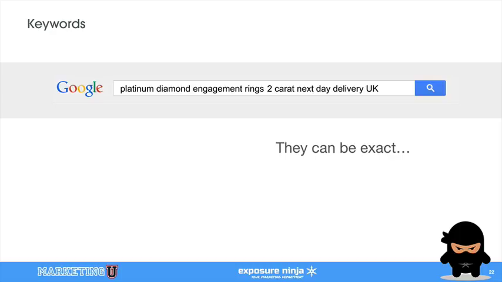So, very low traffic phrase. Maybe one person searches for this a month. Maybe not even anybody searches for this per month. But if someone searches for that phrase and you sell platinum diamond engagement rings 2-carat, you want to be showing for that phrase, because that is a buyer. So we have to think about keywords. We have to think about how likely someone is to buy as a result of this, and I'll show you some tools which analyze this in a couple minutes.